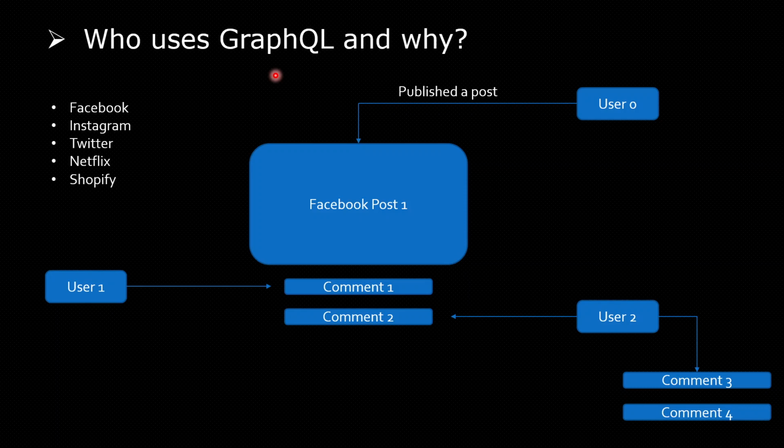Let's say there is user 0 who published a post on Facebook, and after that there is user 1 who does the first comment, and then there is user 2 who did the second comment, and then the same user 2 comments on another post. He likes another post and then he comments, and there is another user who posted something. So user 2 goes to another person's post and comments, and then user 2 goes to another person's post and also comments.